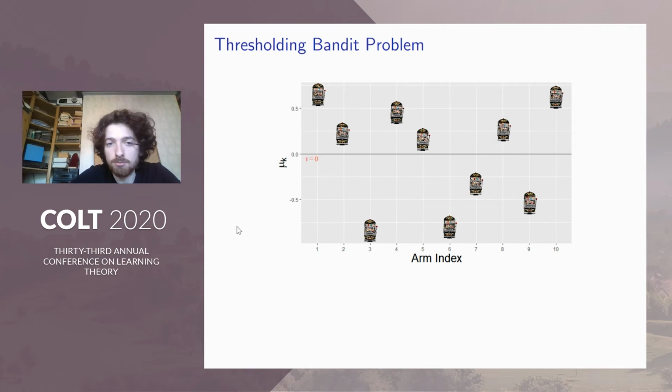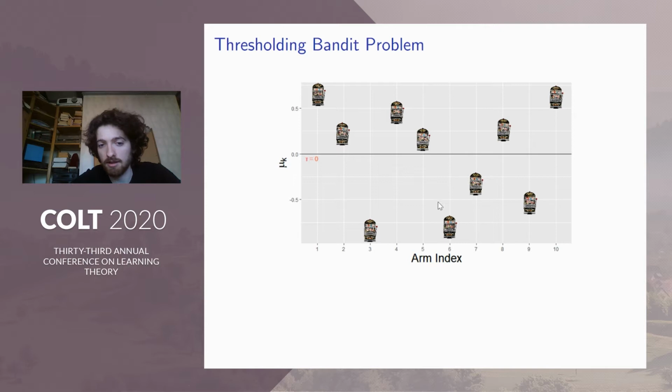Now, in the thresholding bandit problem, the objective of the learner is they're given a threshold tau, and they have to decide for which arms the mean of the distribution is greater than tau and which arms have a corresponding mean less than tau. So they want to identify this set of arms here greater than tau and this set of arms here less than tau.